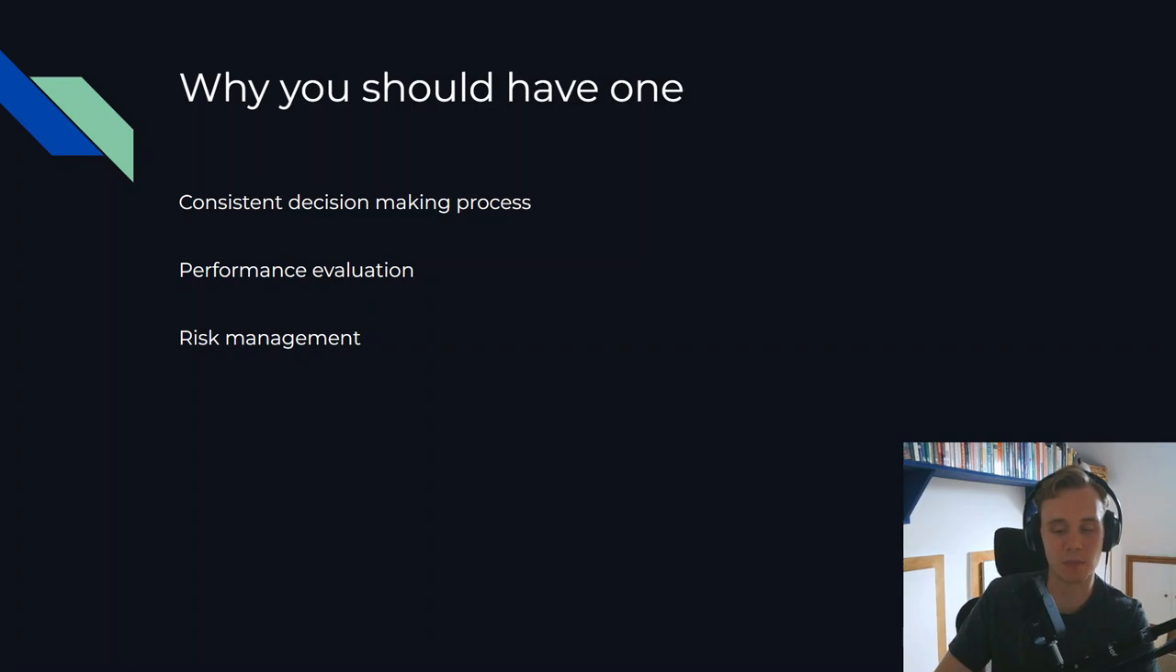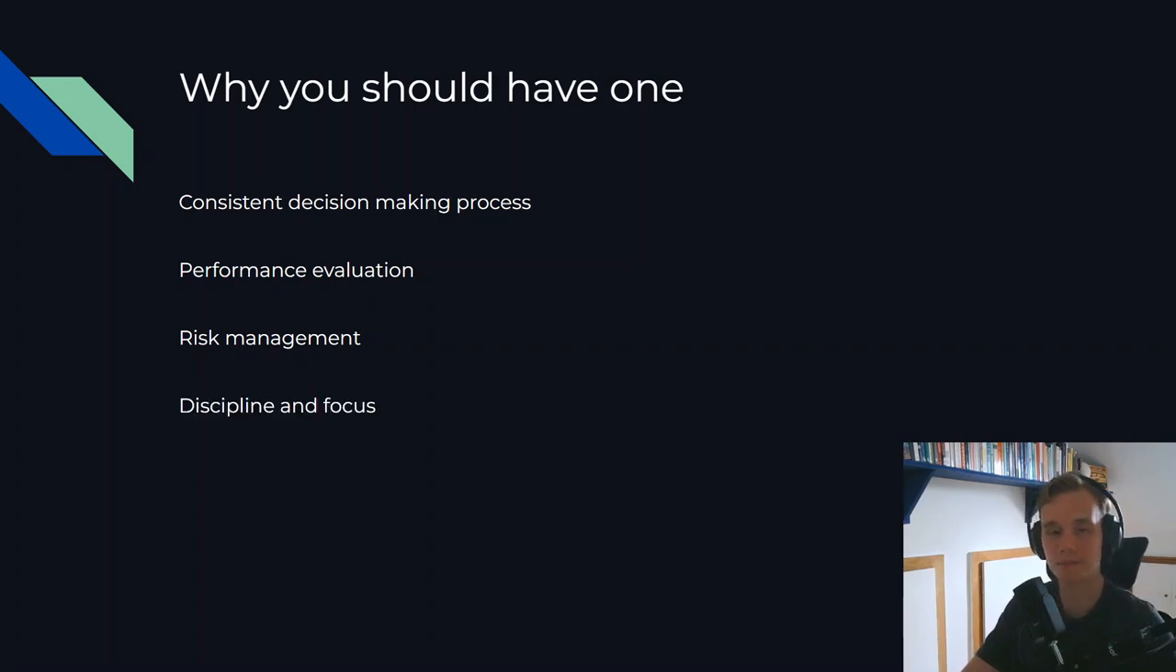So it helps, again going back to that consistent decision making process. It allows us to evaluate our previous performance. It allows us to execute in a way that's adherent to risk management procedures. These are all very confidence building things that allow us to execute in a more confident manner. It also helps with discipline and focus.